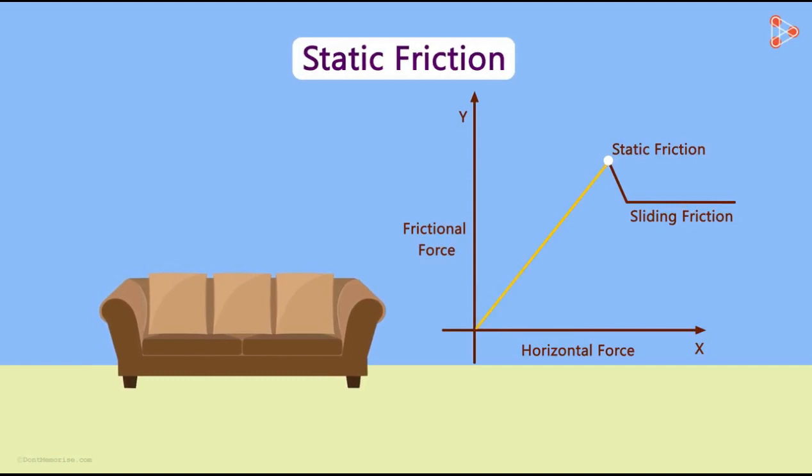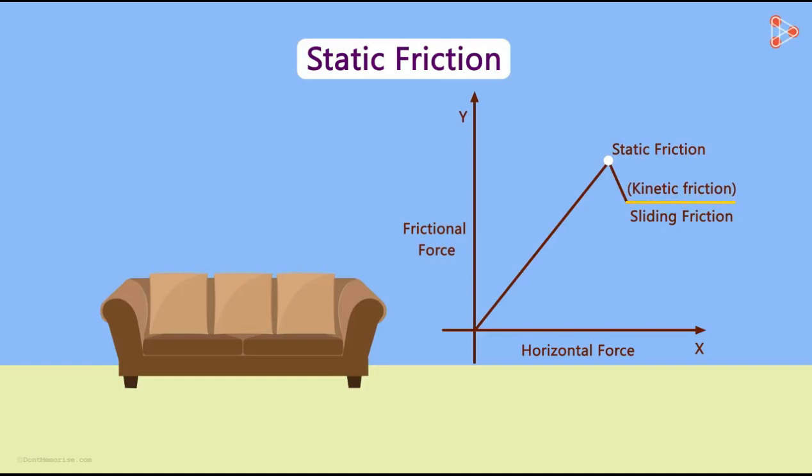This part of the graph is static friction. It's when the sofa is not moving in spite of the force you're applying. And this part of the graph is sliding or kinetic friction, when the sofa begins to move. The point around which the sofa just begins the movement is called the breakaway point.